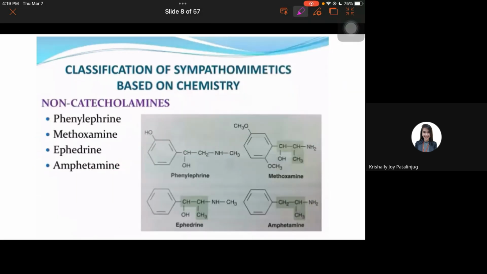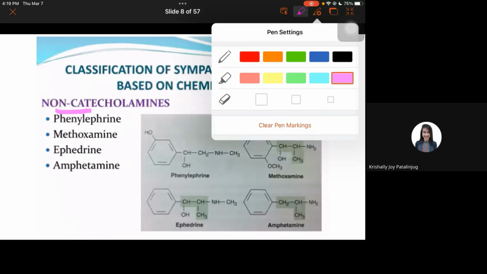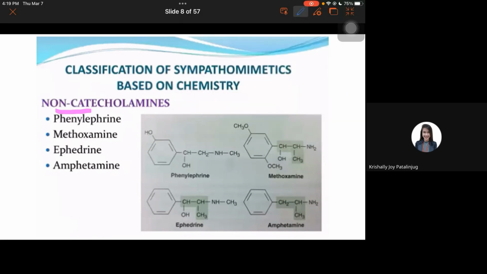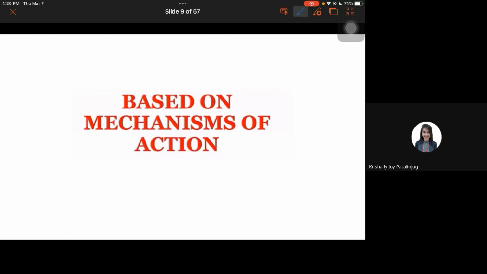Okay, let's proceed to non-catecholamine na mga halimbawa. We have phenylephrine, methoxamine, ephedrine, and amphetamine. So based sa structure ulit, kung titingnan natin, 'di ba, wala silang catechols. Okay, so they are truly, evidently, no, non-catecholamines. Okay, so yan yung first classification ng mga sympathomimetics based on chemistry. So we're done with the first classification.